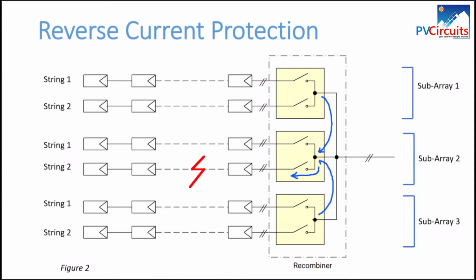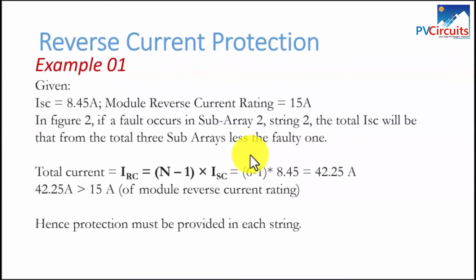So from figure 2, we see that if a fault occurs in sub-array 2, string 2, the total ISC will be that from the total 3 sub-arrays less the fault one. What we are saying mathematically is that total current is equal to IRC, the reverse current of the module, and this is expressed as N minus 1 times the short circuit current of the module.